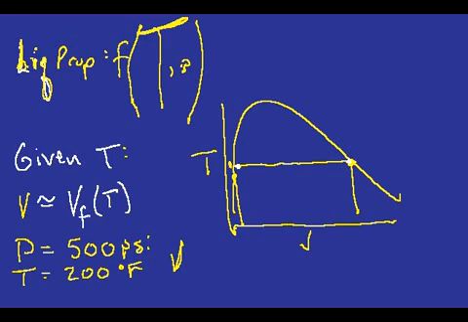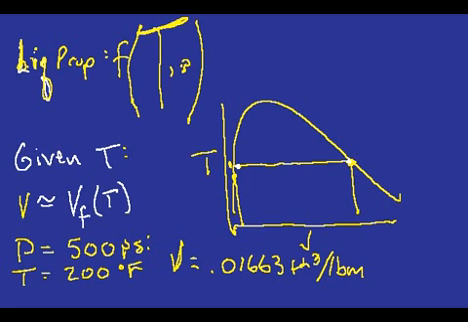So what we're going to do is assume that V is approximately equal to VF, which is approximately 0.01663 feet cubed per pound mass. So if I told you the pressure was 500 and the temperature was 200 degrees Fahrenheit, you'd say the volume was approximately 0.01663 feet cubed per pound mass. I found that in the saturated water temperature table.